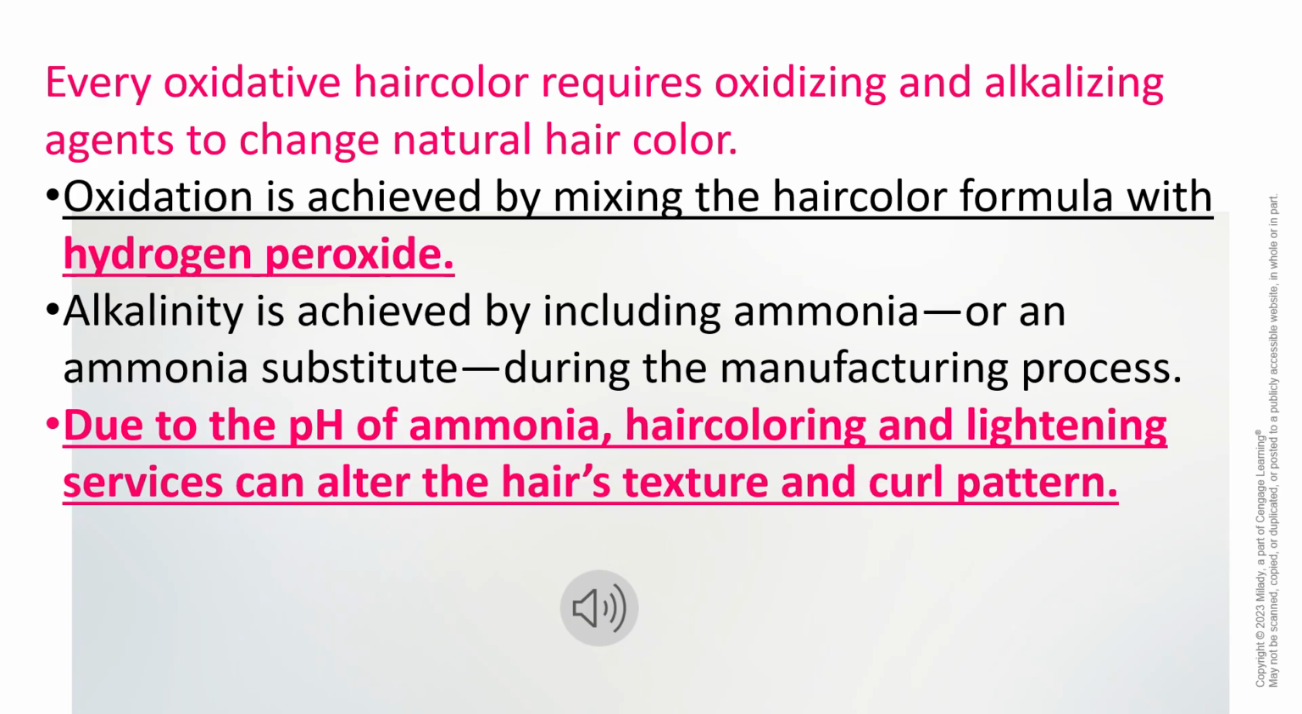Every oxidative hair color requires oxidizing and alkalizing agents to change natural hair color. Oxidation is achieved by mixing the hair color formula with hydrogen peroxide. Alkalinity is achieved by including ammonia or an ammonia substitute during the manufacturing process. Due to the pH of ammonia, hair coloring and lightening services can alter the hair's texture and curl pattern.